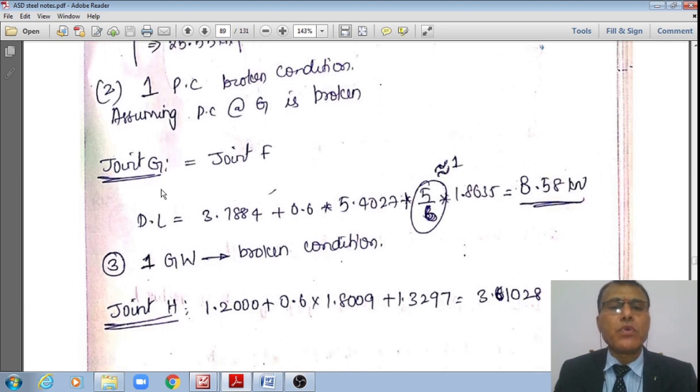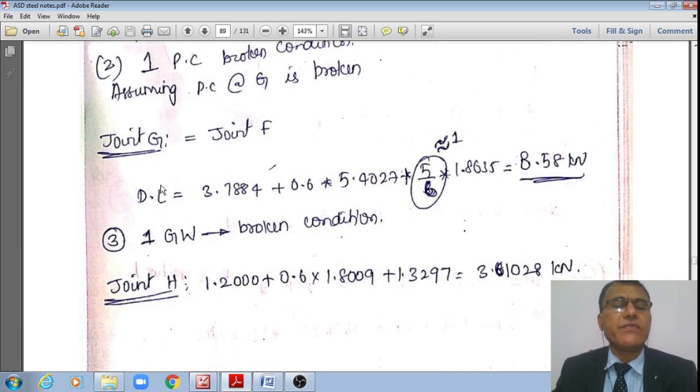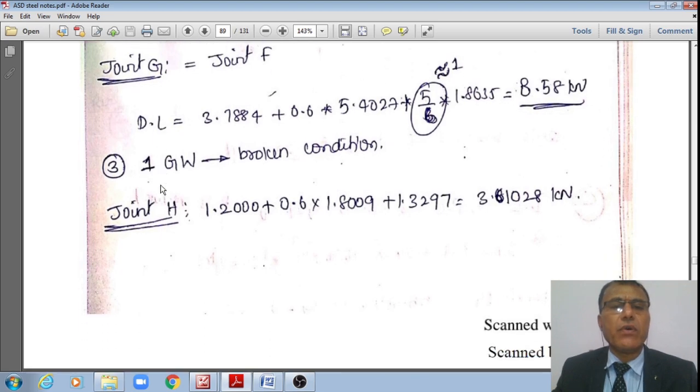Therefore up to GG there is no change in forces. Below GG there is no change in forces. Only at the joint G there is a change in force. Now let us see how, right?